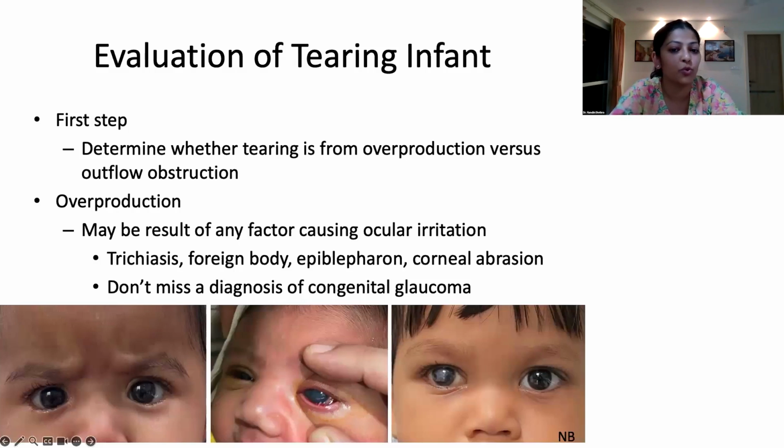The second picture shows an acute glaucoma child. So in a case where the intraocular pressure is so elevated, even that can cause watering. And if you look at the third picture in the right eye, you see that the cornea has a keratitis, and therefore that can cause reflex watering. So first we need to determine whether it is because of overproduction or whether it is because of outflow obstruction. Next.